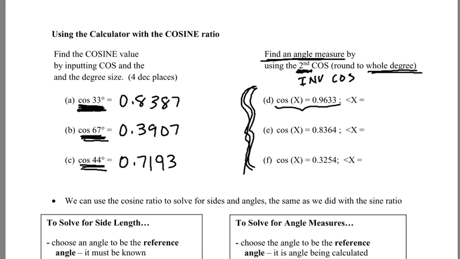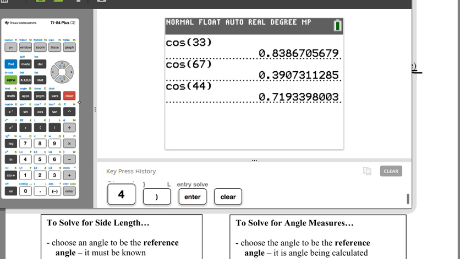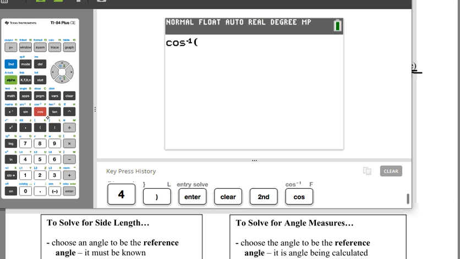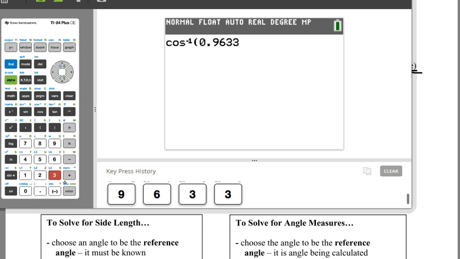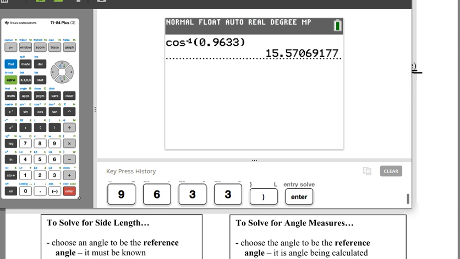So this first bit, cosine x equals 0.9633, we're finding the reference angle, because that's how we write it. Cosine of theta, your reference angle. So we need second function cosine, inverse cosine, decimal 9633. So let's make sure we're doing second cosine, and there's our little -1, which tells us we're inversing, which is perfect for an angle. 0.9633. Close your bracket, and what do we get? 15.57, which is a 16-degree angle to the nearest degree.